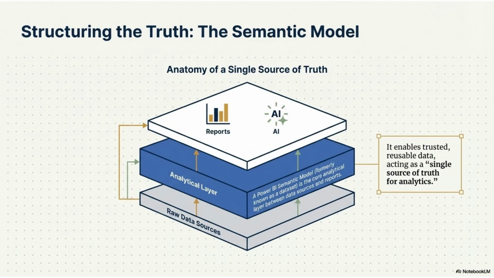So, structuring the truth, the semantic model. Before we even think about dashboards or AI, we need one thing, a single source of truth. This is where the semantic model comes in. Think of it like the brain of your data system. It organizes the raw data into meaningful, connected information. Without this layer, your reports will always be inconsistent. With that, everything becomes reliable.